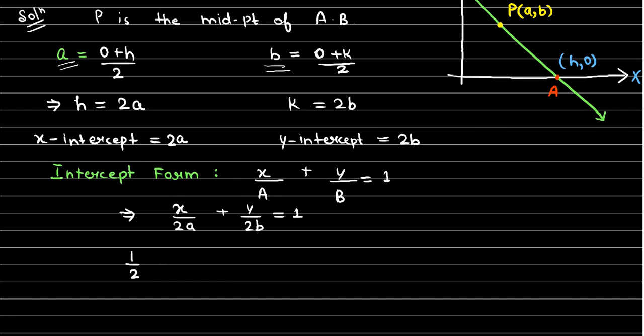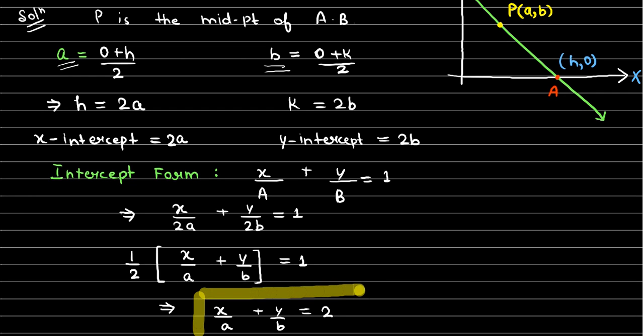Well, I can take out 1 by 2 common. This will become x over A plus y over B is equal to 1 here. That is the equation of line. And this is exactly what they were asking us to prove. See how simple that is? All I have to use here is the concept of the midpoint and the intercept form of the equation of line. This question is an important one. You need to mark it out.